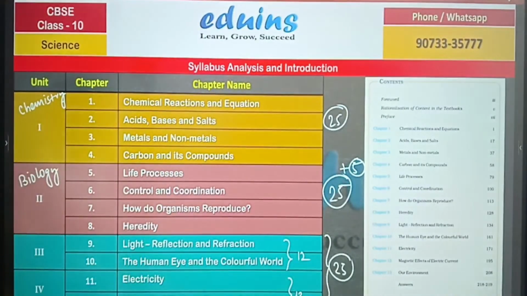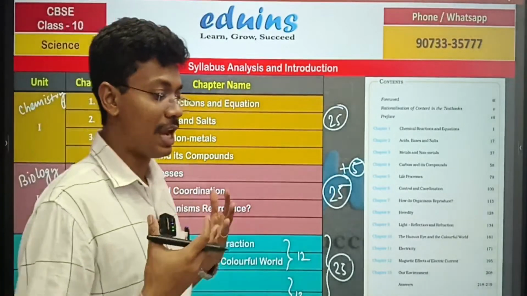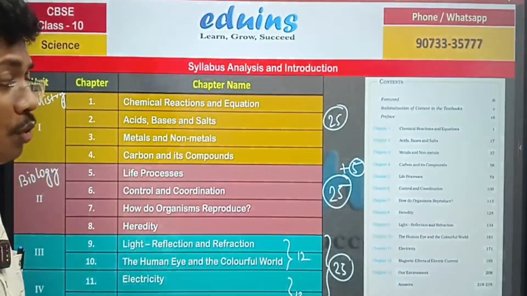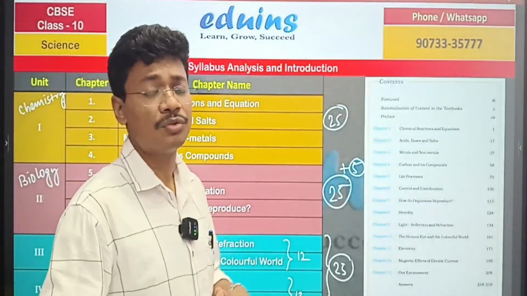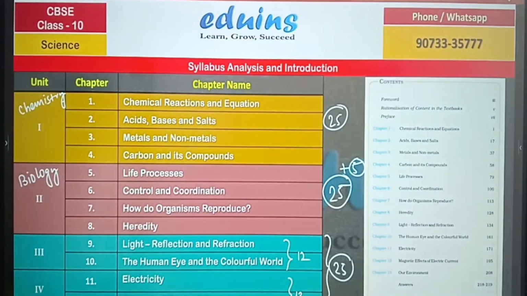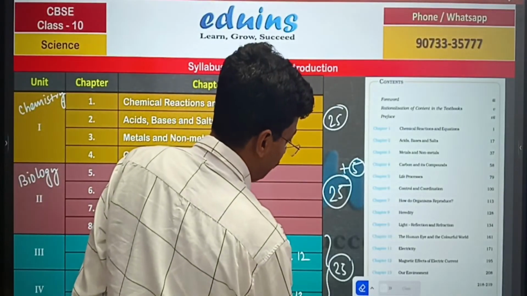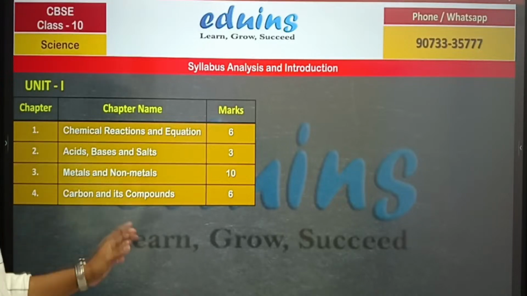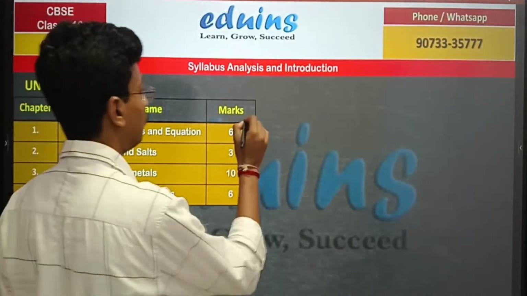Now let's come to each unit and each chapter and what we will study. From unit 1 there are 4 chapters. What is the overview of these chapters? The first chapter is chemical reactions and equations. What will we study in this chapter? First of all, chapter 1.